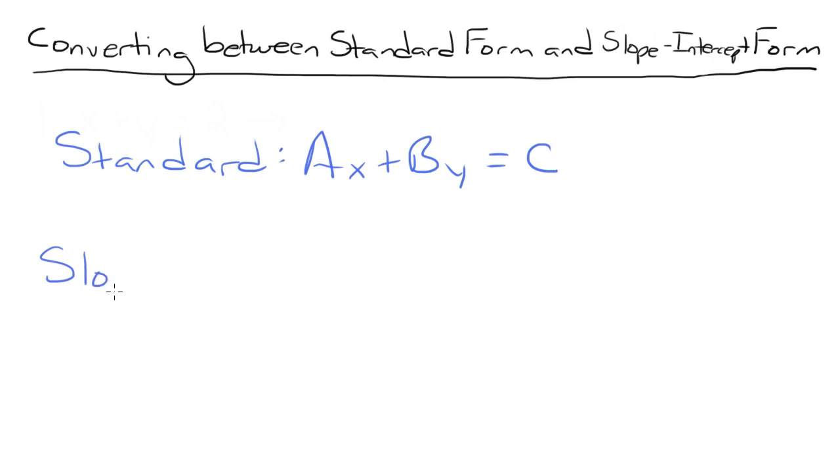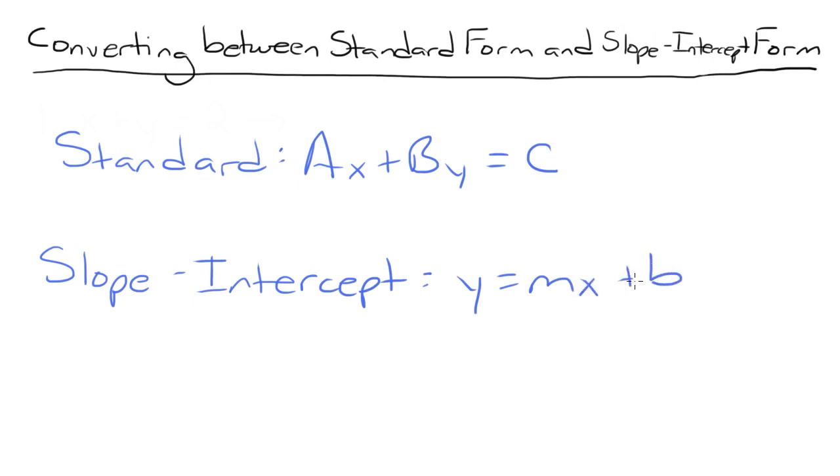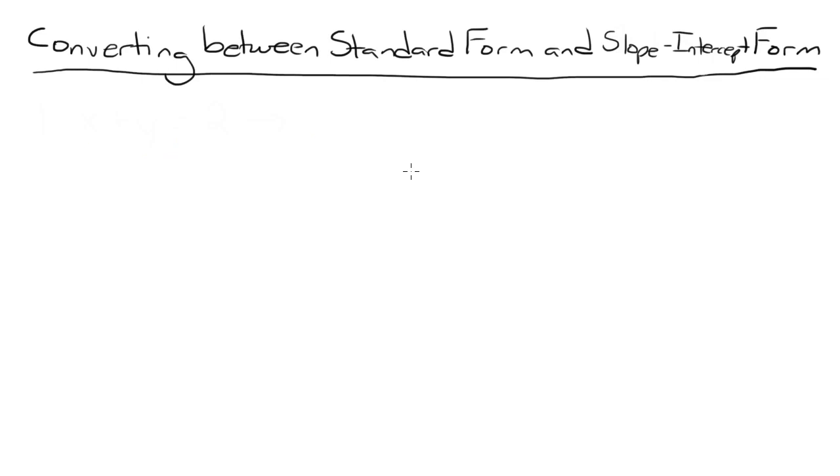And the slope-intercept form of a linear equation is y equals mx plus b. This is called slope-intercept form because the equation itself tells you the slope, m, and the y-intercept, b. So let's start with a simple example. Let's convert the standard form equation x plus y equals 2 to slope-intercept form.